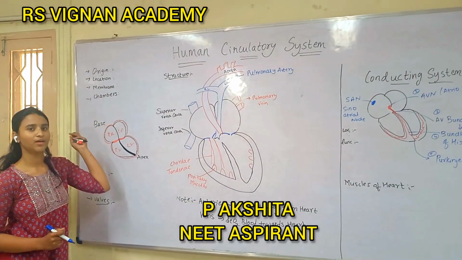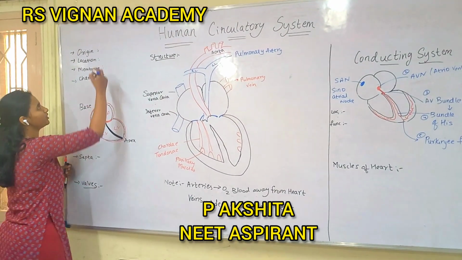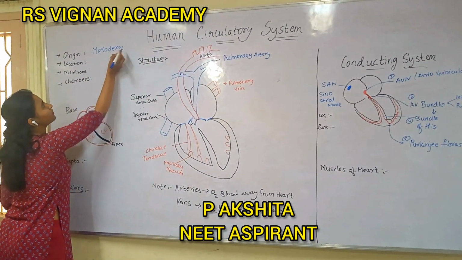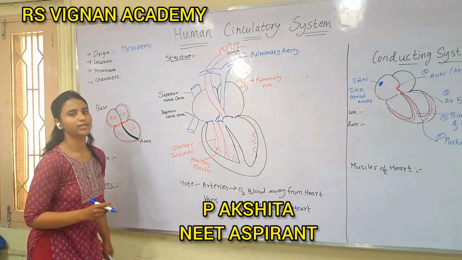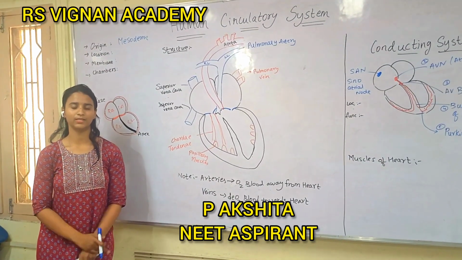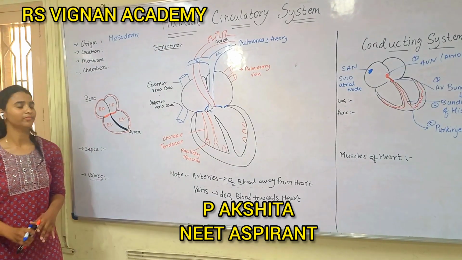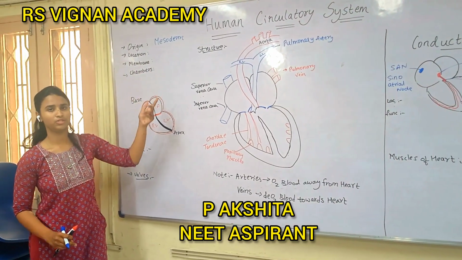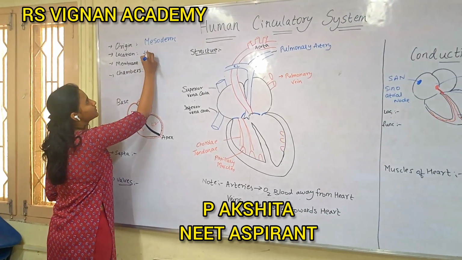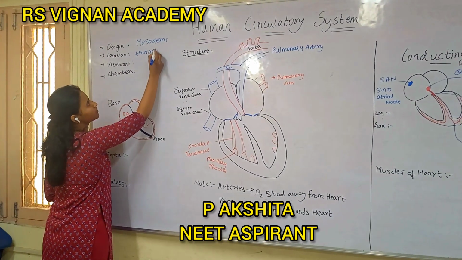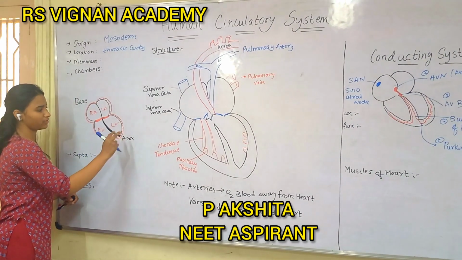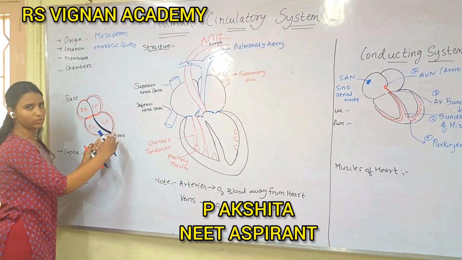We'll discuss the origin of the heart, that is mesodermal in origin. Now what is mesoderm? As we know, during embryonic development, the embryo has three layers: ectoderm, endoderm and mesoderm, and from that the heart originates. Now where is this heart located? It is located in the thoracic cavity between the lungs, and it is slightly tilted towards the left. As you can see here, it is slightly tilted towards the left.